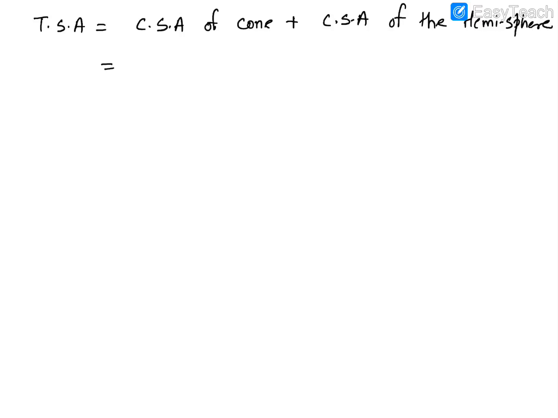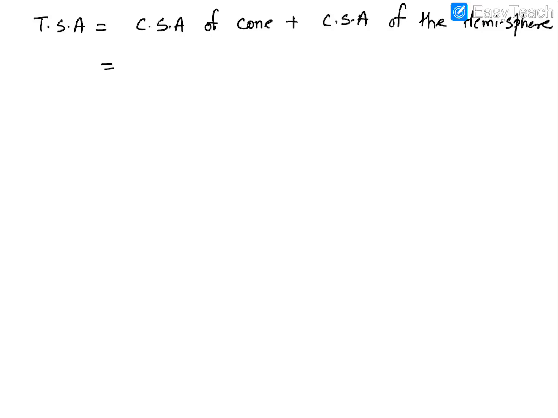See, the cone has a base, but if you notice in this case, you cannot paint the base of a cone. You cannot even paint the flat surface of a hemisphere also. So remember, total surface area means only that area which you can actually paint, correct? So you can paint the curved surface of a cone and the curved surface of the hemisphere. That's all. You can't paint it further.